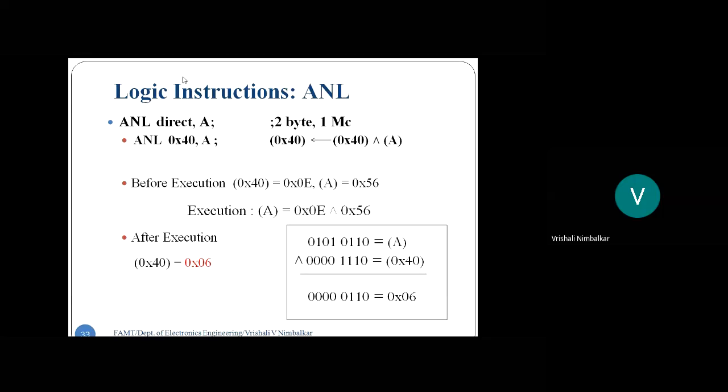Okay? So ANL 40 hex comma A, data from the accumulator is ANDed with the data available at the 40 hex memory location, and the result is stored back in the 40 hex memory location. So I'm assuming at memory location 40 hex, the data stored is 0E. 14, 0E. Accumulator is having 56. So what is the execution? Accumulator data 56 is ANDed with the data of the memory, that is 0E. What's the answer? 06.